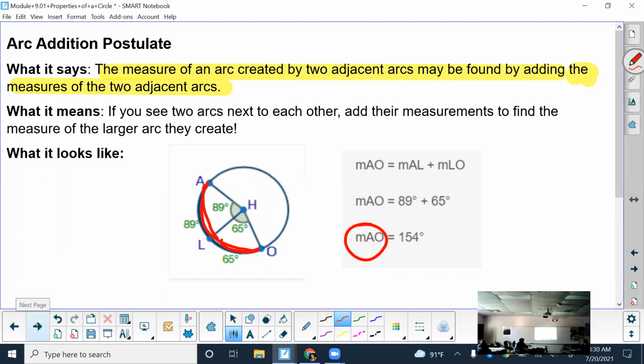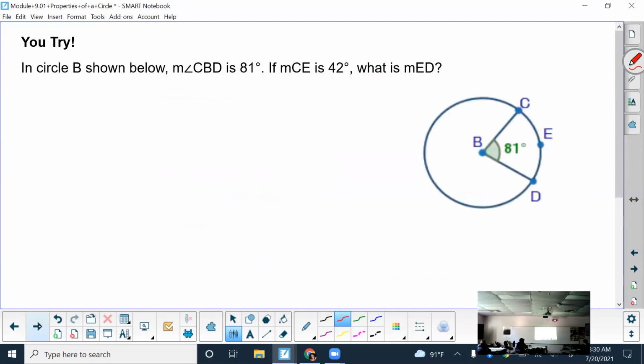So let's apply this to an example. We have circle B shown below. The measure of angle CBD, so this angle right here, is 81 degrees. If the measure of CE is 42, kind of draw that in. The measure of CE is 42. What is ED? All right, so that's our unknown.